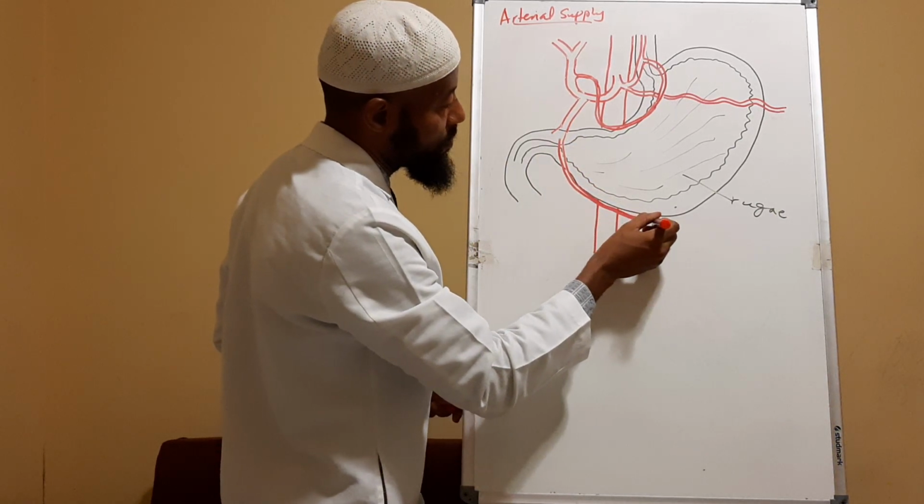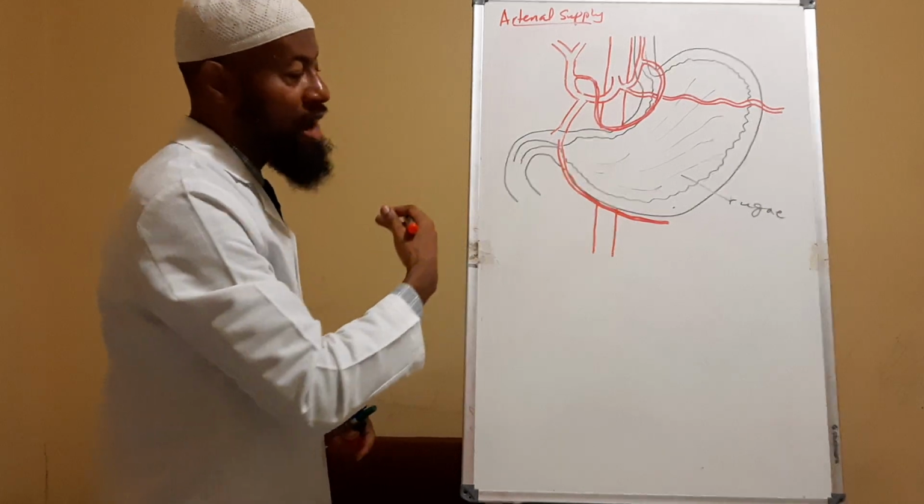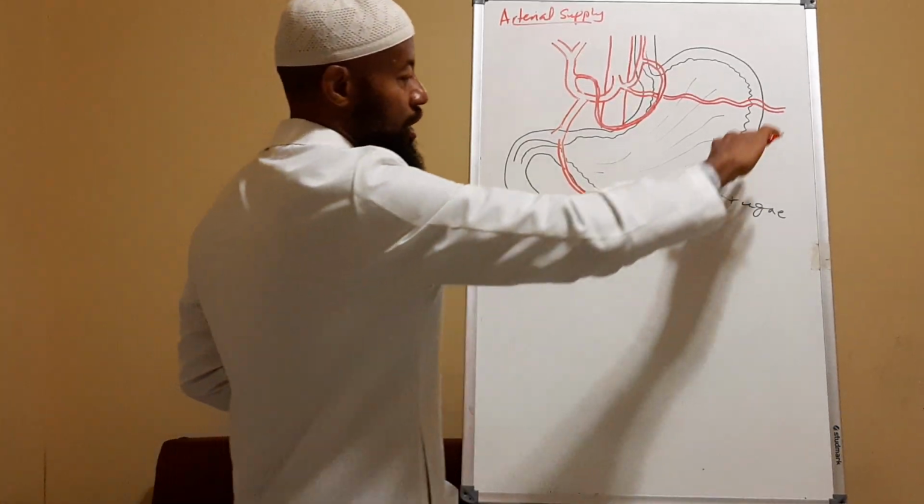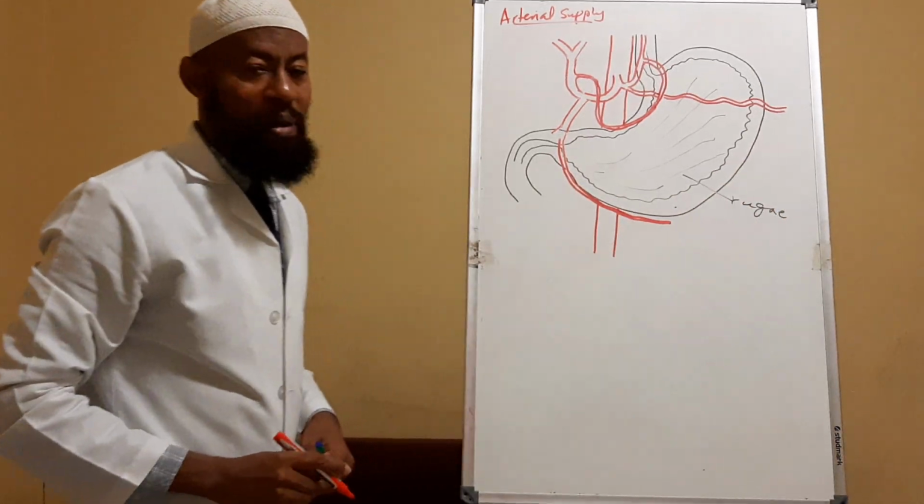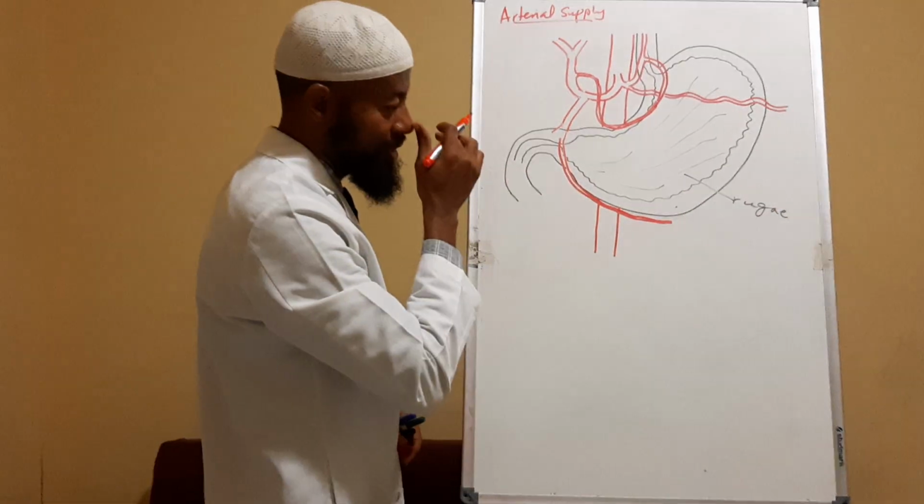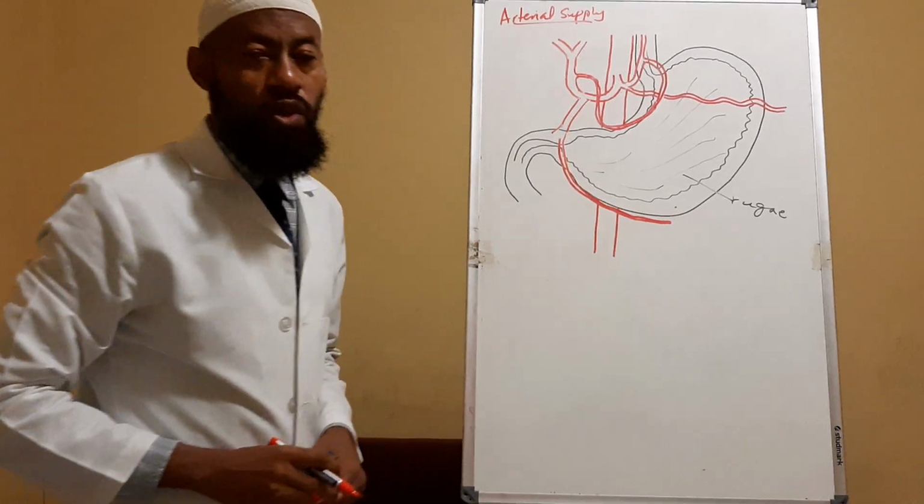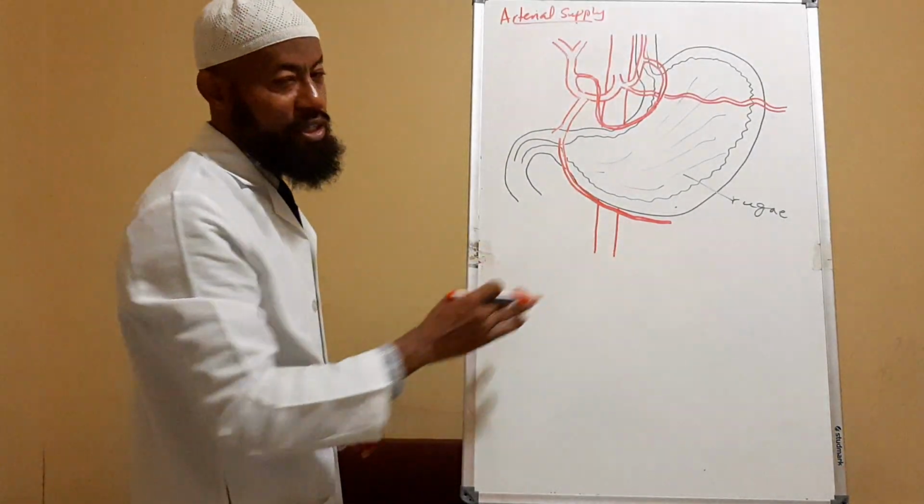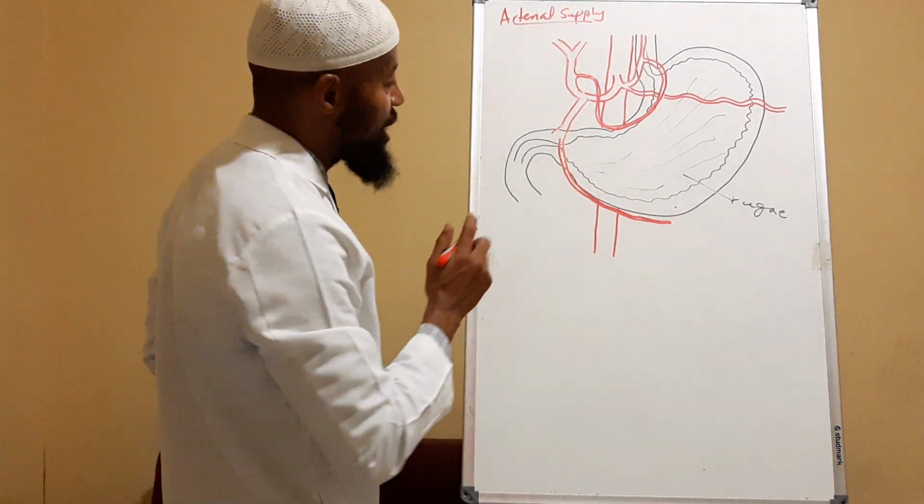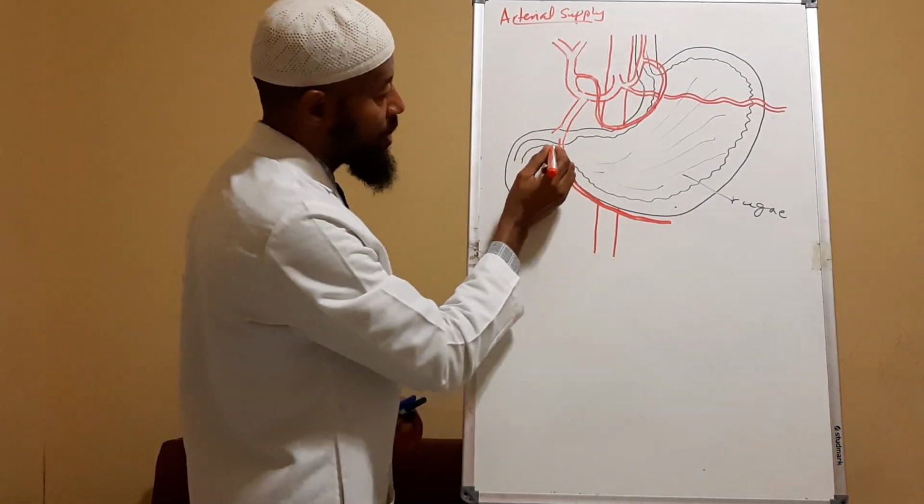So that's it. And because it is the right part of it, and it's going through the greater curvature, where you have the greater omentum, it is described as the gastro-omental, the right gastro-omental artery. Now we're going to see what's going to happen to the right gastro-omental artery. Now this doesn't stop here.